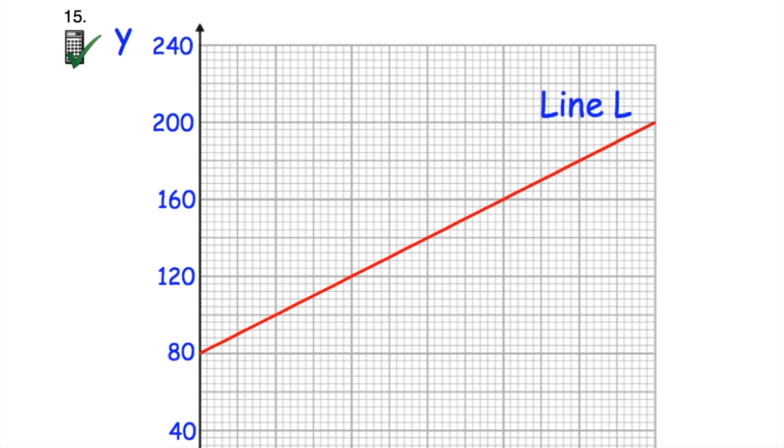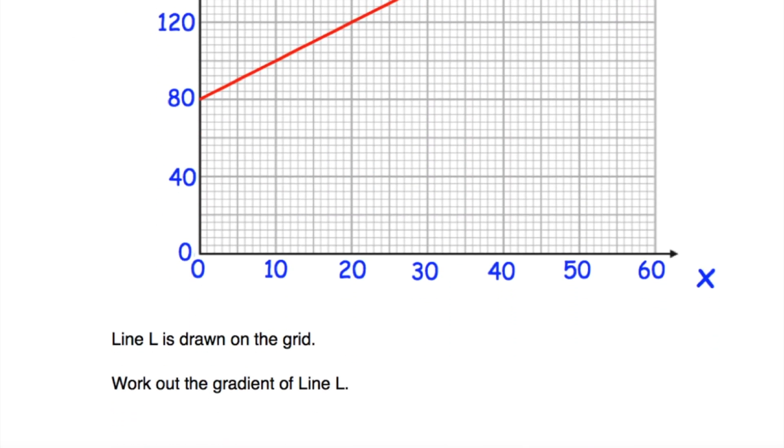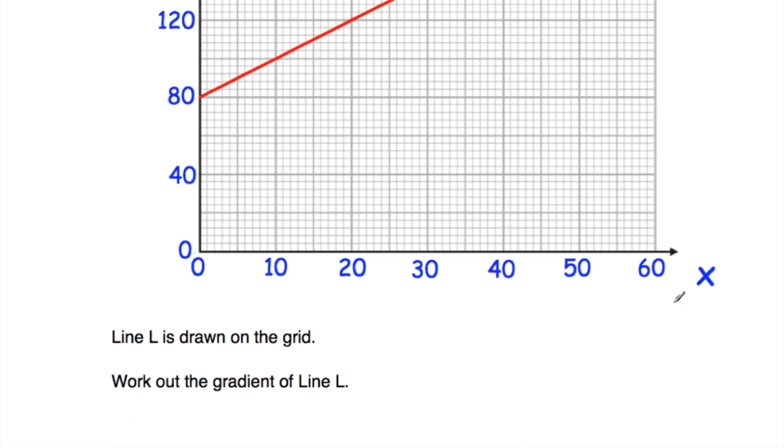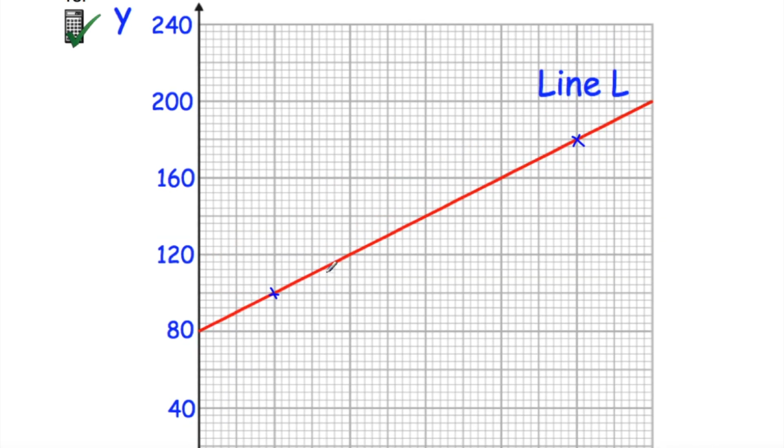Okay, so question number 15, we've got this graph and we've got this line called line L. And the question says, line L is drawn on the grid, work out the gradient of line L. So we want to work out the gradient of this line. So if we want to work out the gradient of this line, we're going to choose 2 points on the line. So I'm going to choose this point here, and I'm going to choose this point over here.